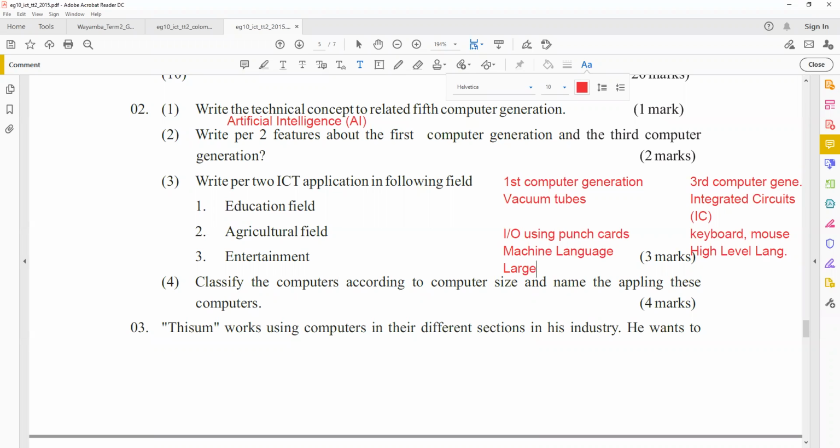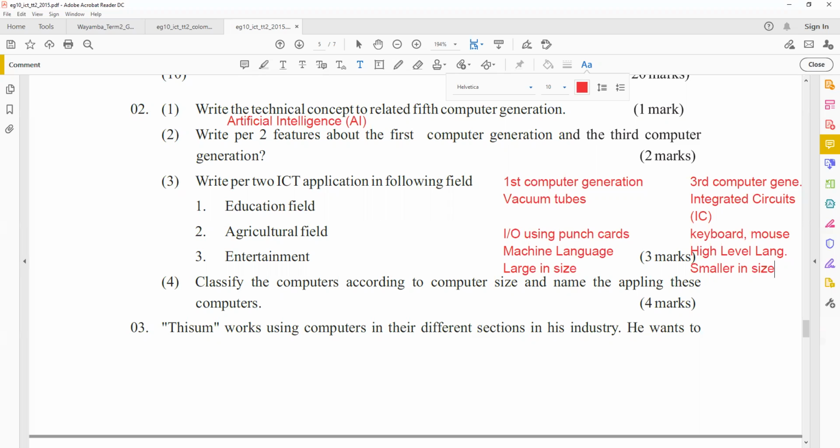Then the computer size is large in the first generation, and smaller in size in the third. So I think that's enough. It talks about only two features. I hope you should be able to find two features. Let's move on to the third one.